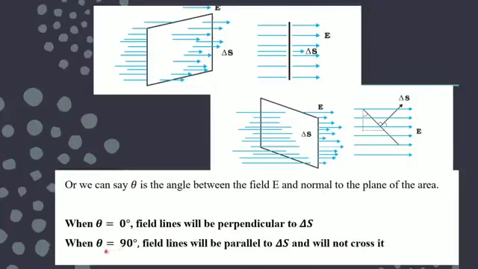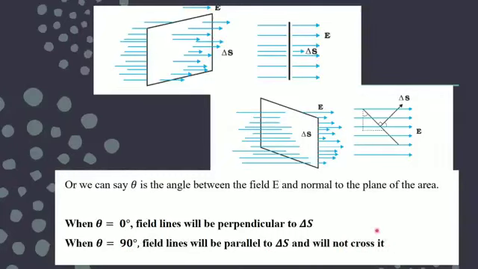But if theta is 90, it means the field lines are parallel to the surface, while the area vector is always perpendicular. So the angle between E and S is 90. Then the field lines will not cross the surface, so flux will be equal to 0.